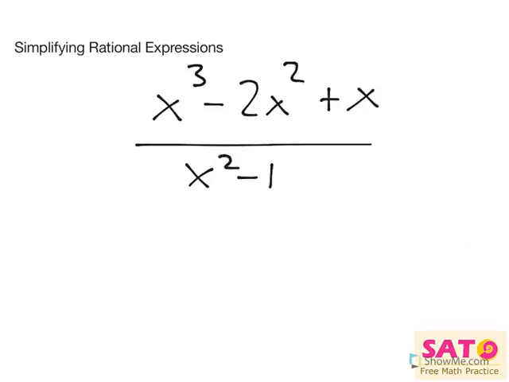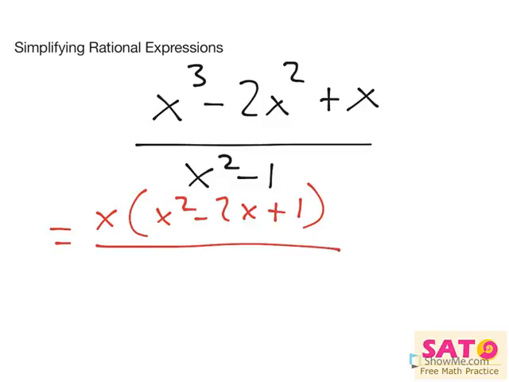Let's try to simplify this one. For the numerator, we see that they all share x, so let's immediately take that out. x squared minus 2x plus 1. And for the denominator, it's actually a difference of squares. So here, it would be x plus 1 and x minus 1. Don't forget that it's crucial to memorize your properties of different kinds of expressions.